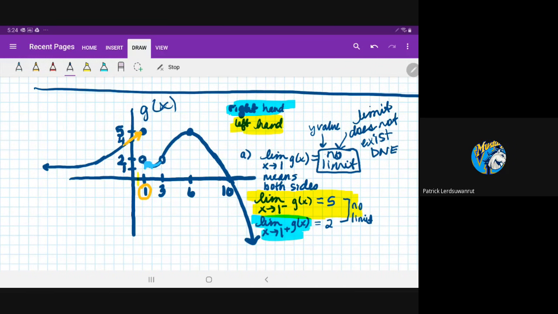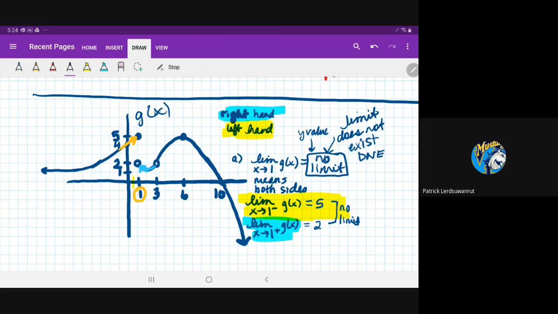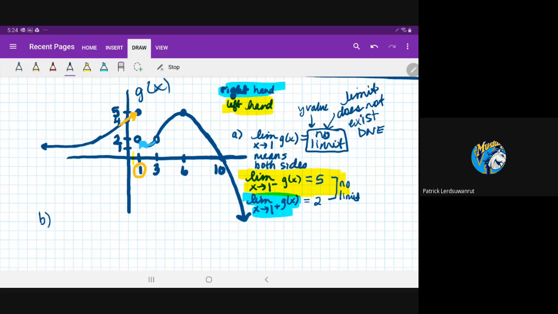Okay, so where's my other weird spot? So we'll do B. Now, the individual left-hand and right-hand limits exist, and they are 5 and 2, but the overall limit as x approaches 1 does not exist. Okay, so x equals 3, I agree. So let's look at x equals 3. So the limit as x approaches 3 of g of x.